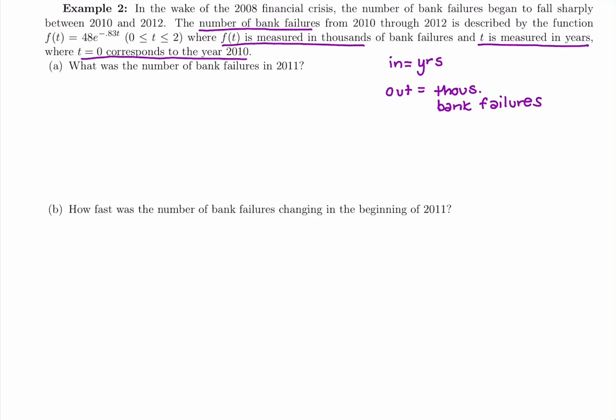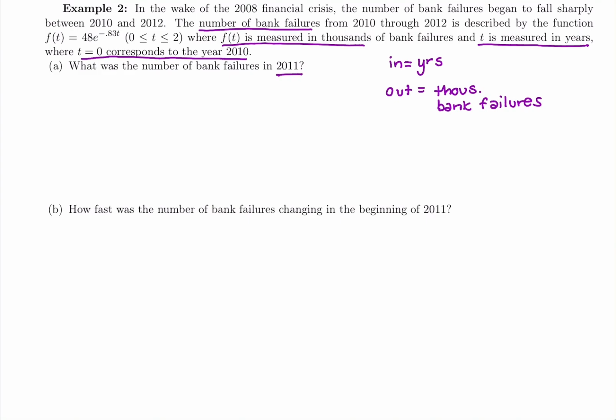What was the number of bank failures in 2011? We're thinking, do we plug into the original, slope, or derivative? I don't see any words asking about change. It doesn't say how fast were the number of banks failing in 2011 or something like that. Or on average, how fast were they changing between 2008 and 2011. It's just asking what's the y value for 2011.